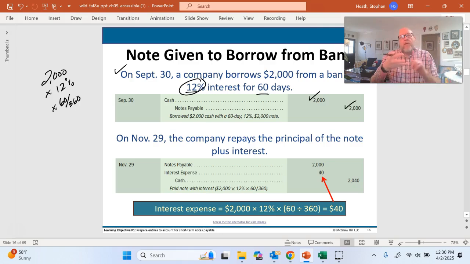So we would multiply it by the ratio of 60 divided by 360. So 2,000 times 12% times the ratio of 60 days over 360 in a year is going to leave us with, and I can't do that in my head, but I'm cheating, $40. And that is a $40 interest expense. And so we would debit interest expense by $40. And therefore the total cash we pay, principal and interest, is $2,040.